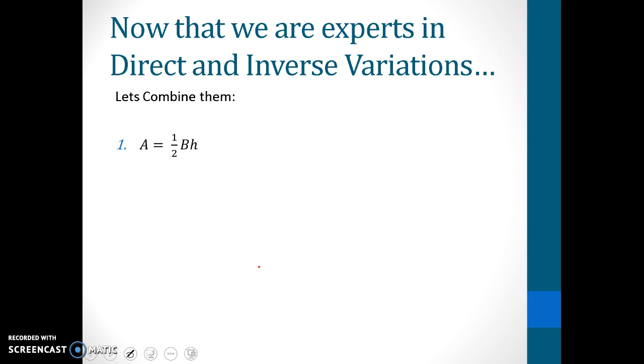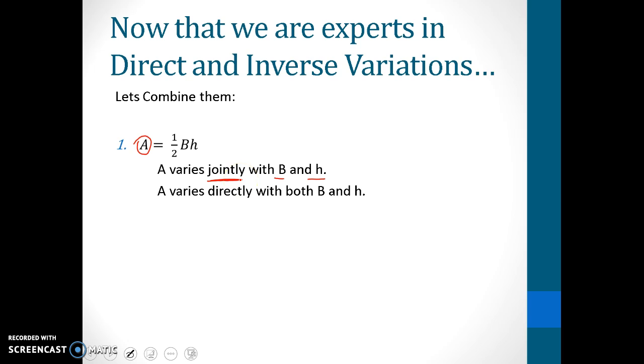First example, area equals 1/2 base times height. We would say this is a direct variation question, but there's two variables here. And so we could do this one of two ways. We can say that A, that's the number that is isolated on the left of the equation, varies jointly with B and H. Okay, so jointly implies that both variables we're talking about are direct variations. We could also say that A varies directly with both B and H. That would be the same thing. And the reason we know it's directly is because we're multiplying by those two variables. The 1/2 is the K value.